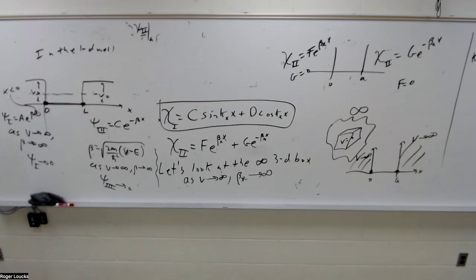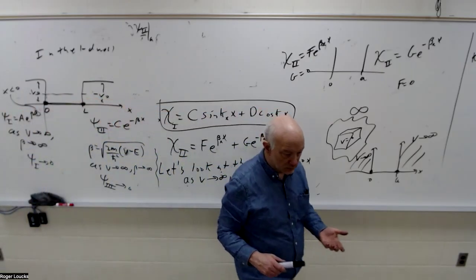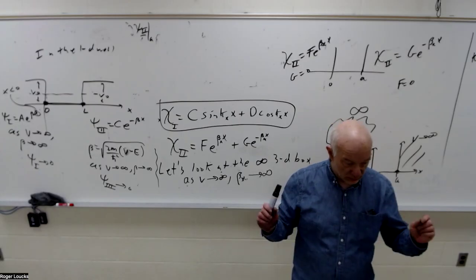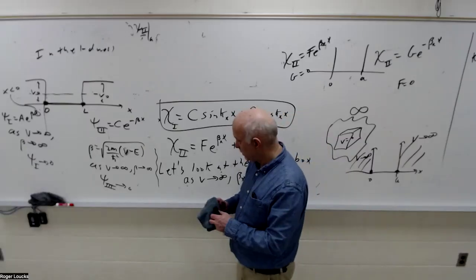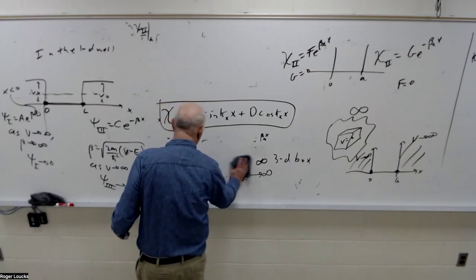That makes sense? It's the same argument. Again, why do my wave functions have to be the same here at 0? Because psi is continuous. So we have to fix those 2 points. That makes sense? Okay. Let me get one more point, and then we'll be in good shape.